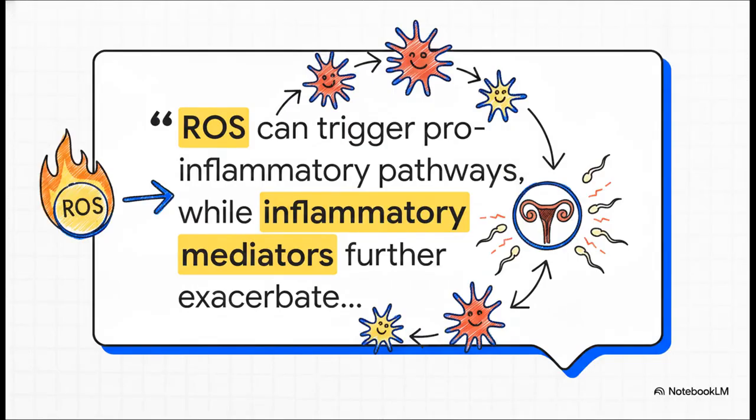And as clinical sources point out, this oxidative stress doesn't just happen in a vacuum. It's deeply, deeply tied to inflammation. In simple terms, stress causes inflammation, and inflammation causes even more stress. It's this vicious, self-amplifying cycle. And that completely disrupts the delicate microenvironment required to even make healthy gametes in the first place.